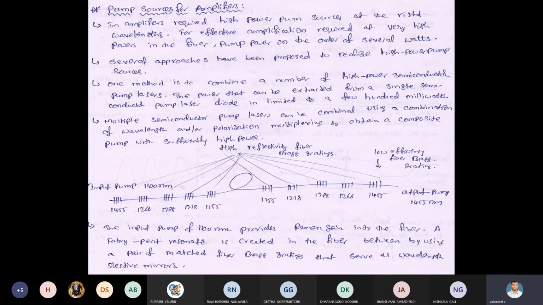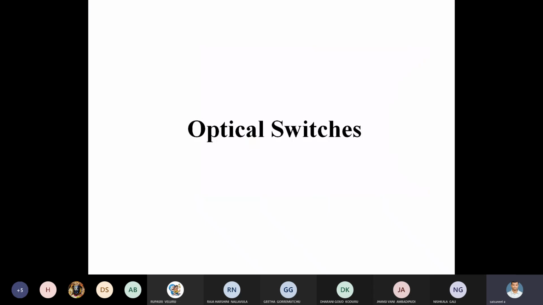We increase the wavelength of a particular signal by using a number of pump sources in a serial manner. This is about pump sources for the amplifiers.